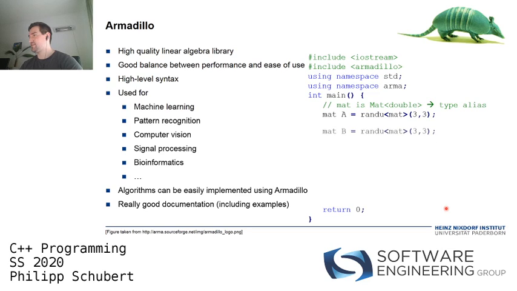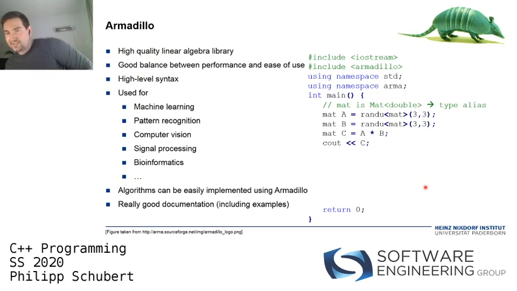Matrix A, matrix B, just fill in with some random numbers. And then we can just specify matrix multiplication here. So this does A times B, and it gives you the result, which is the matrix C. What else do we have? And then you can also print the result to the command line. So also the output stream operator has been overloaded for you.